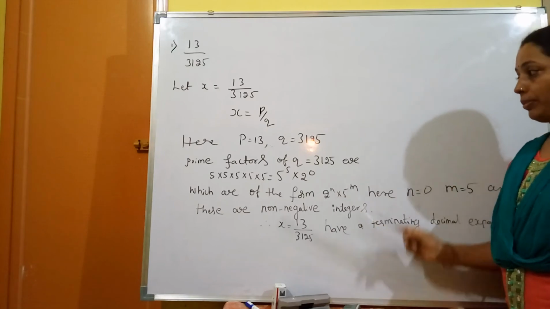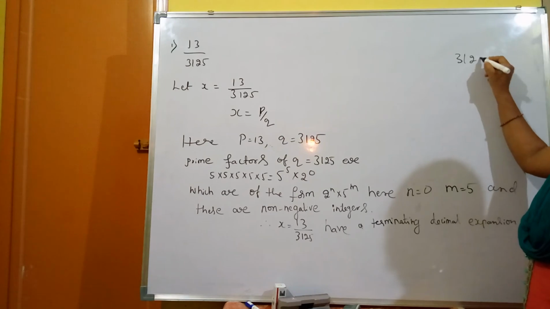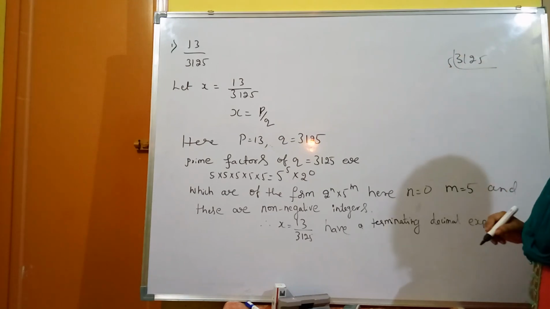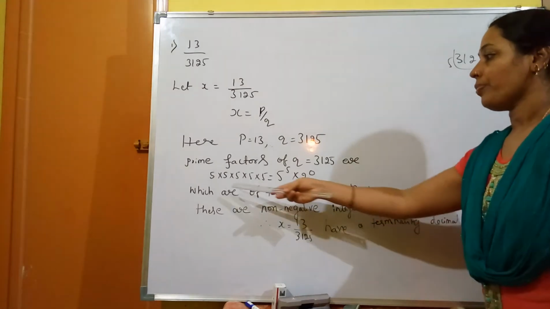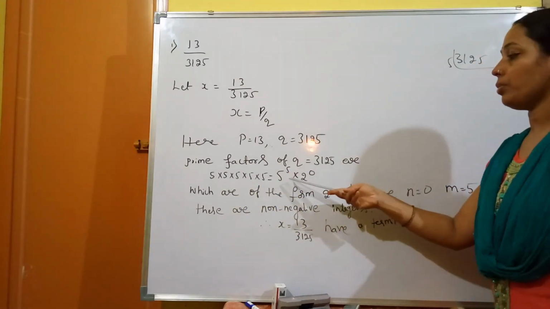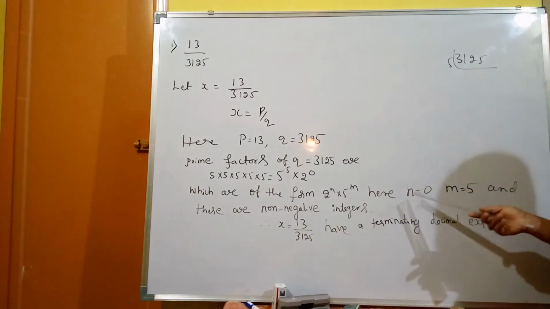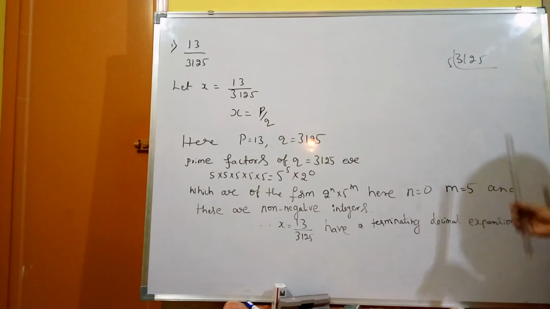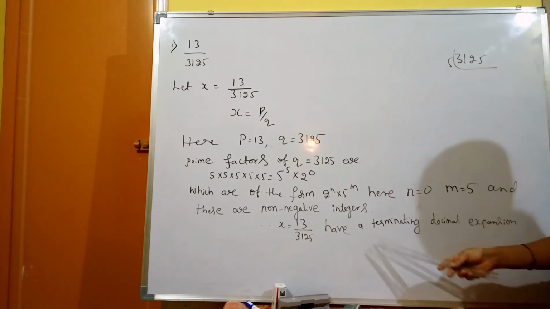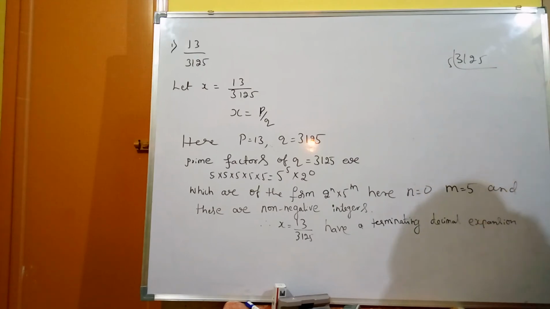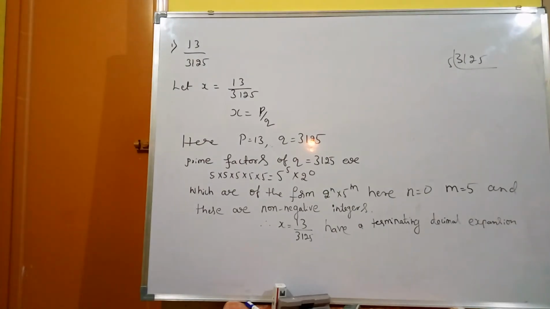Find the prime factors of 3125 by this method, and you will get the factors of this number: 5 times 5, that means 5 to the power 5 into 2 power 0, which is of the form 2 power n into 5 power m. That's why here n is equal to 0, m is equal to 5, and they are non-negative integers. Hence it is a terminating decimal expansion. Like that we can solve one more problem.